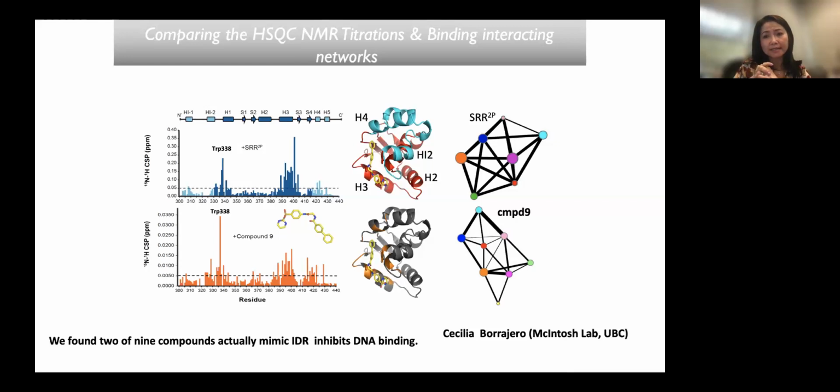We use a method called community network analysis, which is kind of neural network clustering. We denote a group of atoms acting in constant motion as a node, and the interaction between those groups of residues or atoms of the protein as the edge between them. You can see that the titration of the disordered part to the DNA binding domain, and compound number 9 to the DNA domain, exhibit similar network interactions.